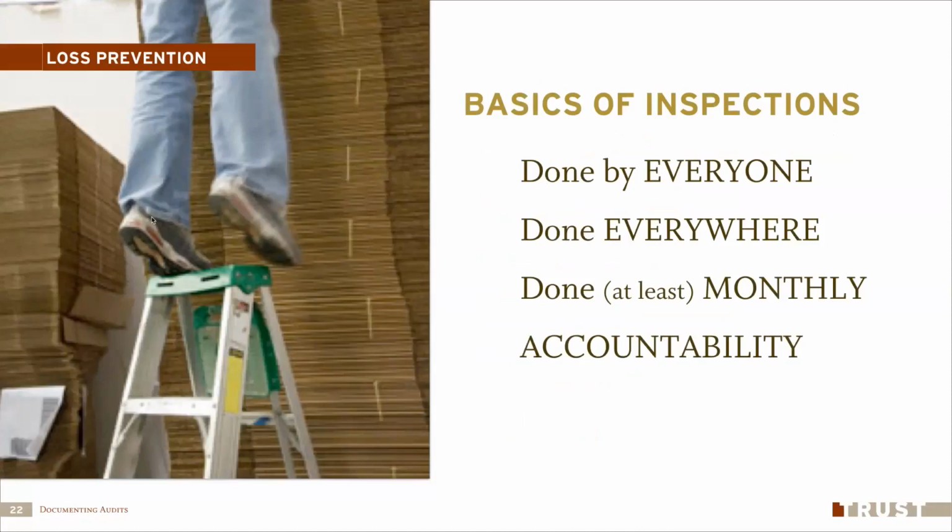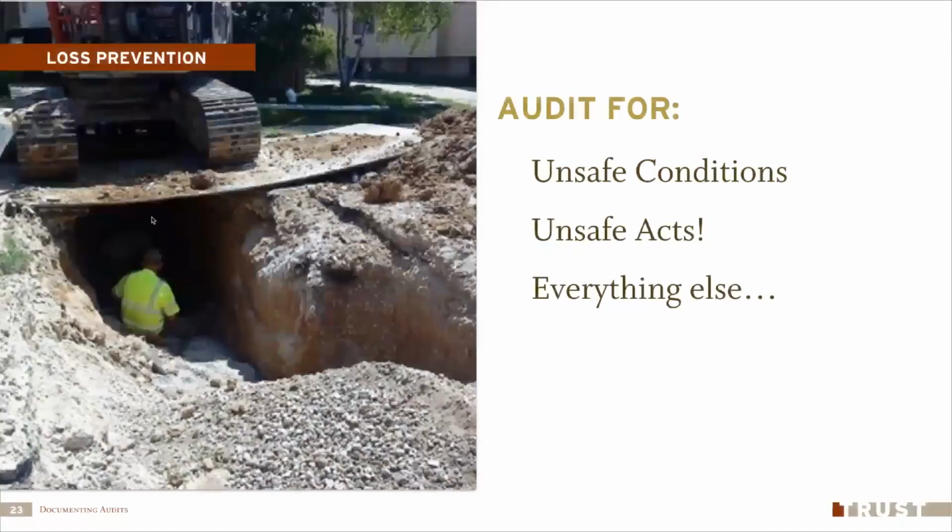Some of these things need to be done at least monthly. And then there needs to be accountability for that. How do I make sure that the problems that I identify get fixed? As I'm out and about, I'm going to be looking for unsafe conditions, unsafe acts, remember those things, and then everything else. Then there's the paper compliance things. Are we doing what we say we did?